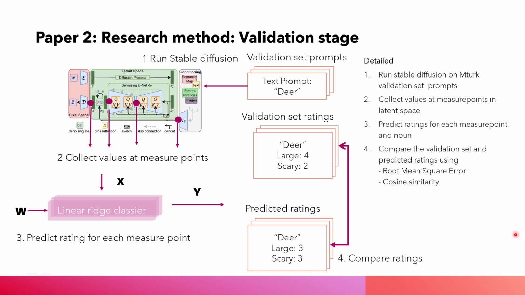It then compares the predicted ratings to the ratings in the validation set itself based on two measures, the root mean square error and the cosine similarity. The lower the error and the higher the similarity, the better the measure point encodes the human-like semantics in the text prompt.